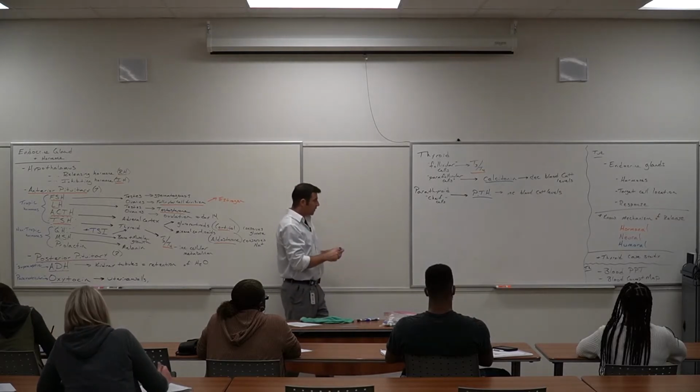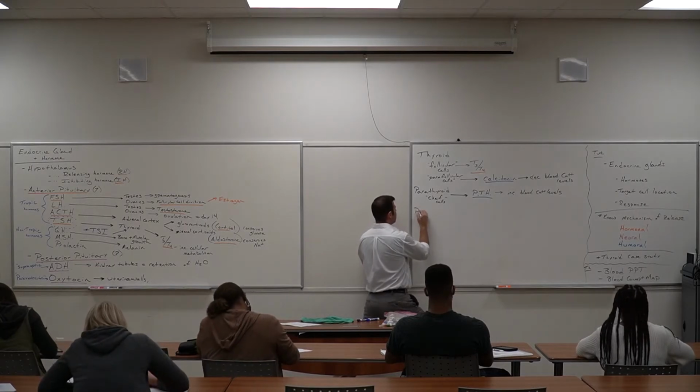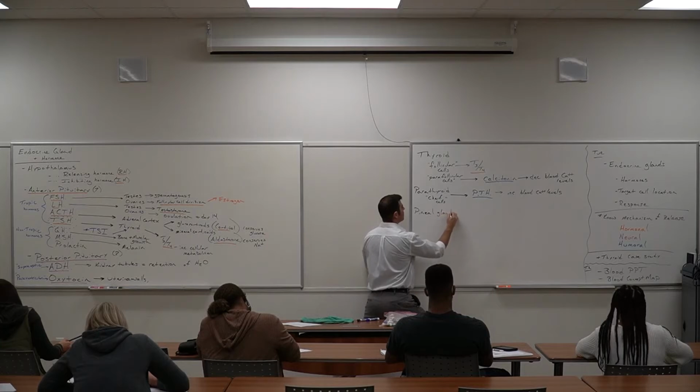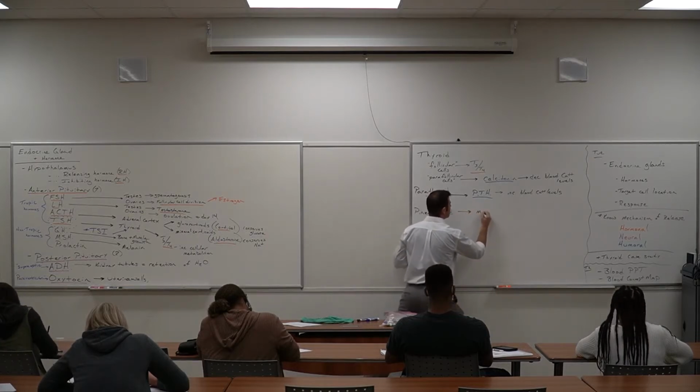Okay, so now we've got those. Let's keep going. Next one on the list, like I said, was the pineal gland, and there's not a whole lot that we have to write about that. I'll say pineal gland. This pineal gland is what produces melatonin.